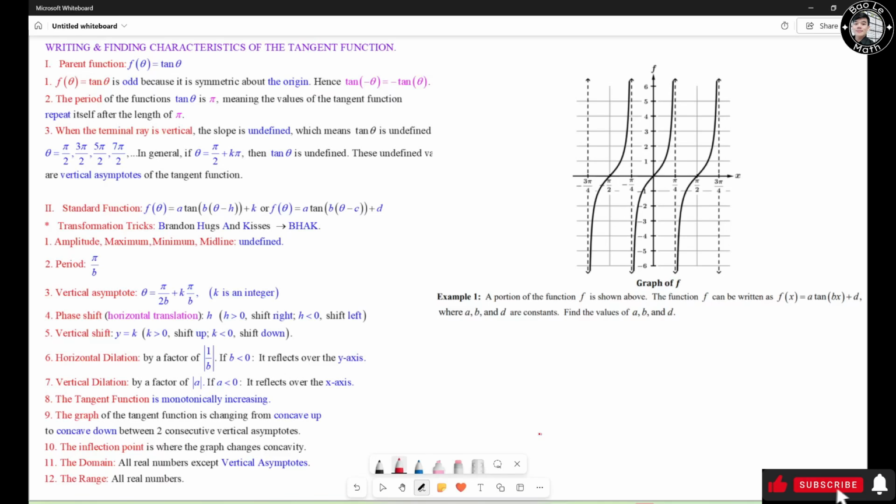Hello everyone. In this video, we're going to learn how to write and identify the characteristics of the tangent function.